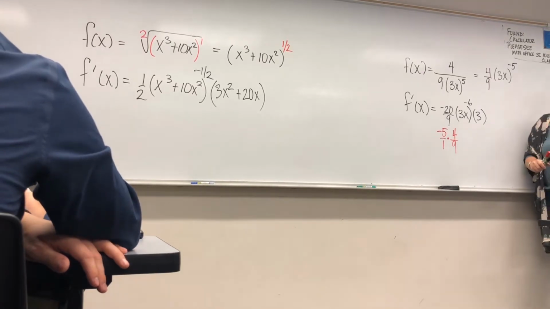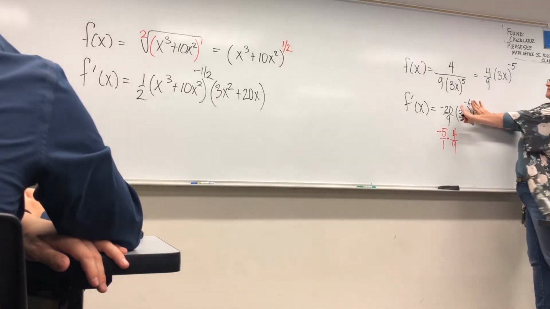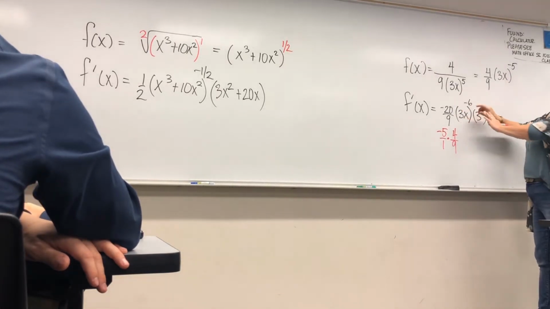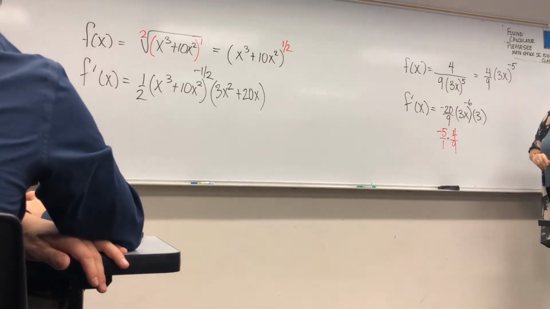Where do you get the 3 at the end from? The derivative of the inside. So the derivative of the outside, no touching the inside. Once I'm done with that, peel, derivative of the inside. Awesome. Let's do another.